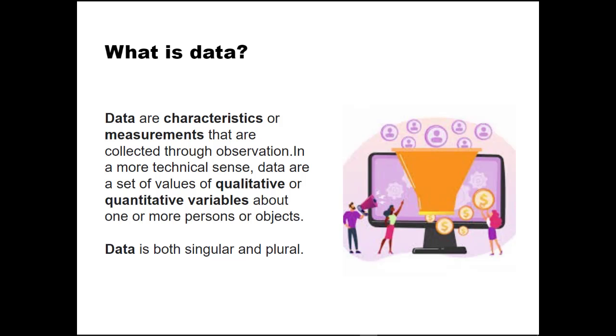There is one word that I've used many times in the lectures, but I haven't defined yet. I want to do that now. The word is data. Data are characteristics or measurements that are collected through observation. In a more technical sense, data is a set of values of either qualitative or quantitative variables about one or more persons or objects. It's important to mention that the word data can be used for one piece of data or for many pieces of data. In other words, data is both singular and plural.